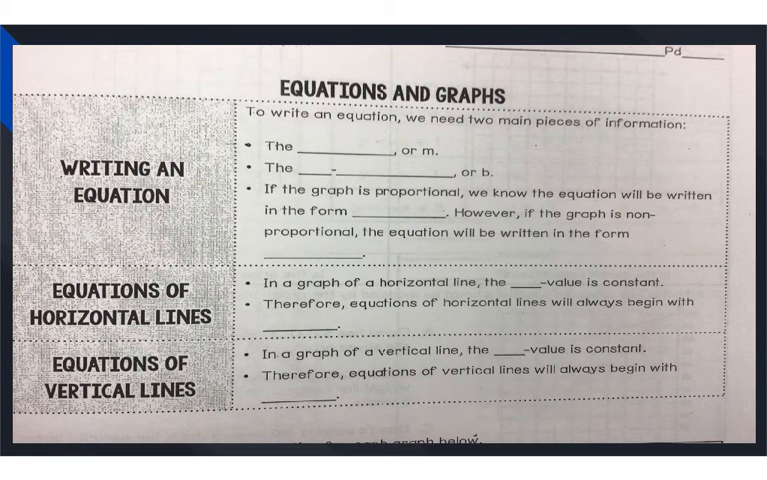So first of all, we're going to fill in some notes here. A lot of this you may remember from the last couple of days that we've been working with proportional and non-proportional relationships. But here on page 191 at the top, it says, to write an equation, we need two main pieces of information. We need the slope, which we refer to as m in the equation, and the y-intercept, or the b in the equation.